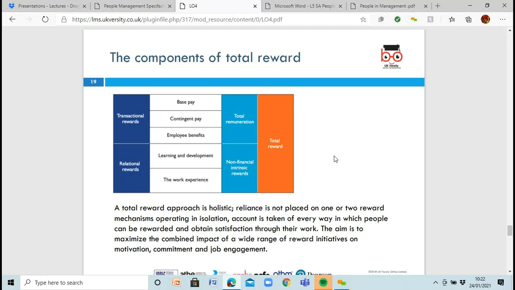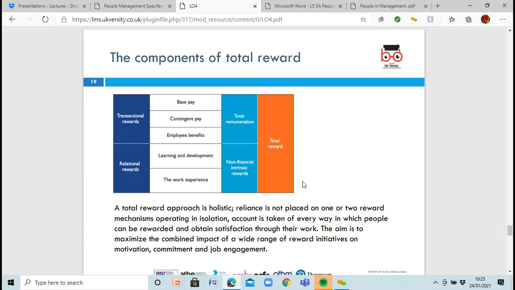So we looked at this chart in Learning Outcome 3, and it's here in Learning Outcome 4 also: components of total reward. And like we said, we've got transactional rewards and we've got relational rewards. Transactional rewards are base pay, contingent pay, and employee benefits, and that goes into total remuneration. And then we've got relational rewards, which is learning and development and the work experience, and these are non-financial intrinsic rewards. And the total outcome of all this is the total reward that they're receiving at the end.